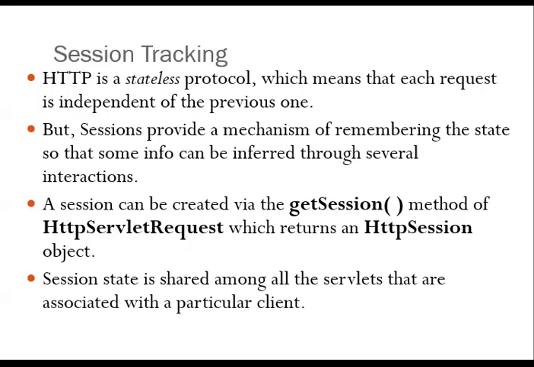In order to track a user, once the user first connects with a server, we have to create a session. A session can be created using the method getSession. This getSession method can be called on the HTTP request object. So on a request object, we call getSession. Then a session object will be returned. Once a session object is there, we can add all the information that is required to be stored on the server side.